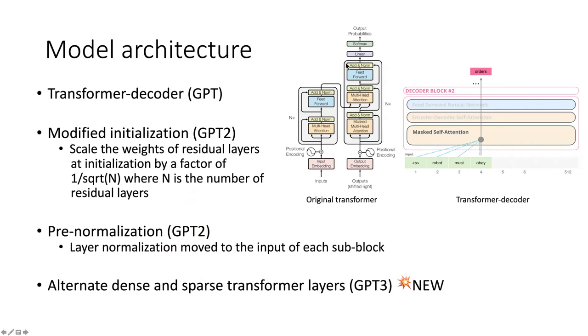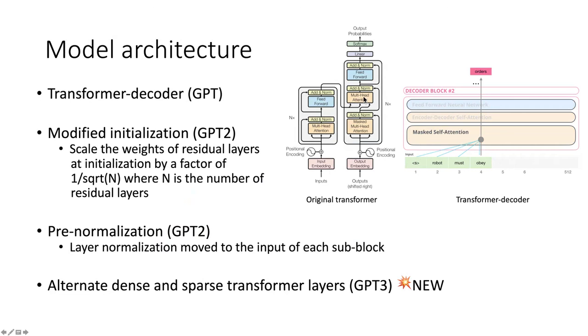GPT introduced the idea of transformer decoder, which basically, if you take the initial transformer paper, Attention Is All You Need, and you have this famous diagram of the architecture, the transformer decoder idea is that you get rid of the encoder. So this part on the left of the architecture is the encoder, and the part on the right is the decoder. They just get rid of the encoder.